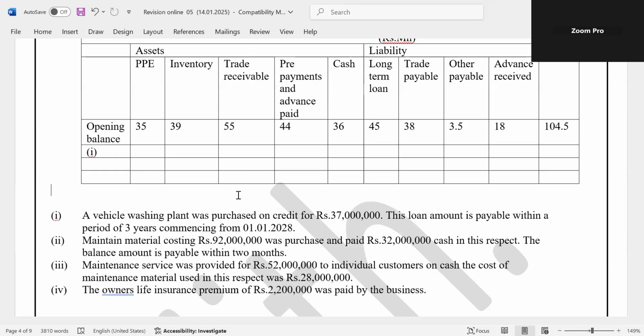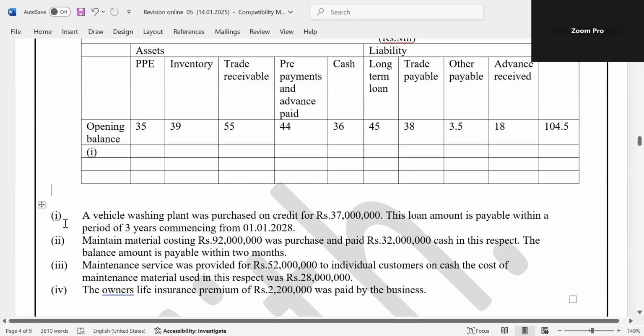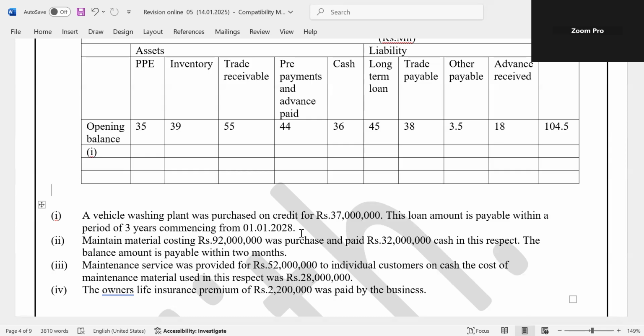The loan amount is payable within 3 years, commencing from 1st January 28. That is not relevant for this financial year. Therefore, this is a property, plant and equipment purchase on credit.